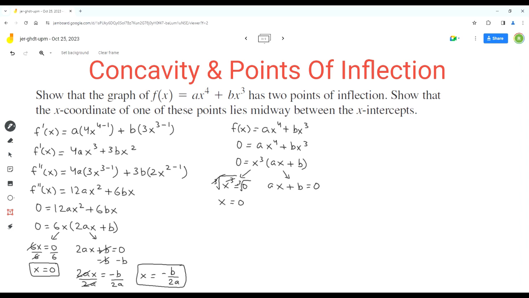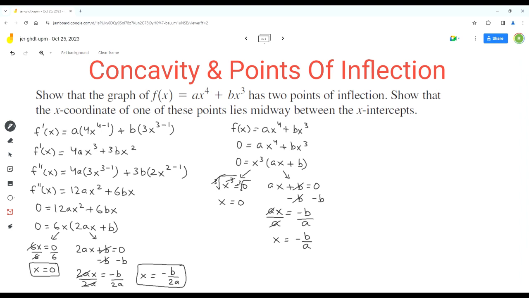So we should subtract b from both sides. So the b's on the left side get cancelled out. So we get ax equals negative b. Now we can divide both sides by a. So the a's on the left side get cancelled out. And we get x equals negative b over a. So this is the second x-intercept for this function.